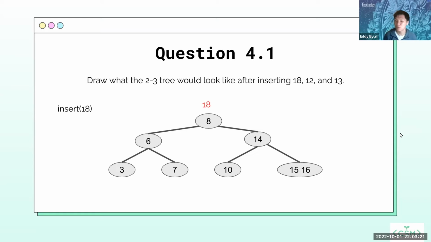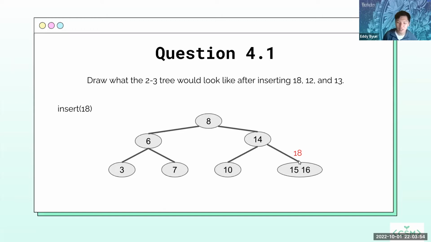So let's see what happens when we insert 18. We're going to start at the root, and compare 18 with the value of the root, which is 8. We see that 18 is greater than 8, so we move to the right child. When we get to the right child, we see that 18 is greater than 14, so we move on to 14's right child. When we get to this node here that contains 15 and 16, we should see that it is a leaf node, so it has no left and right child.